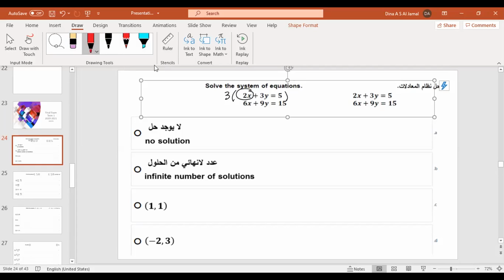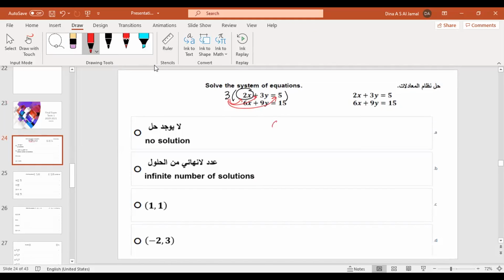When I do the distributive property for all the equation, we will be having the following: 6x plus 9y equal to 15. And now let's write the second equation, which I didn't do anything with: 6x plus 9y equal to 15. As you can see, they are similar to each other. And whenever you are having similar signs, then you should use subtraction to eliminate.